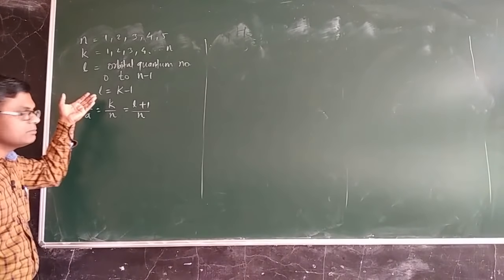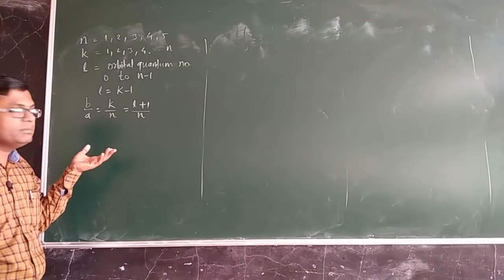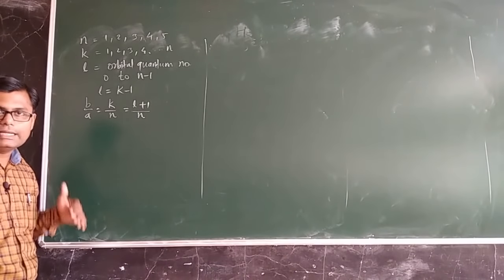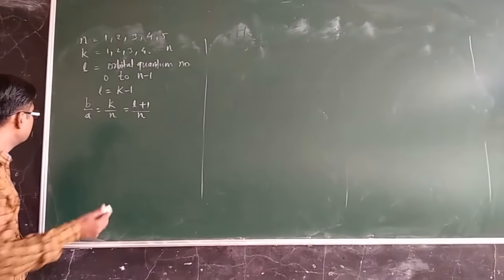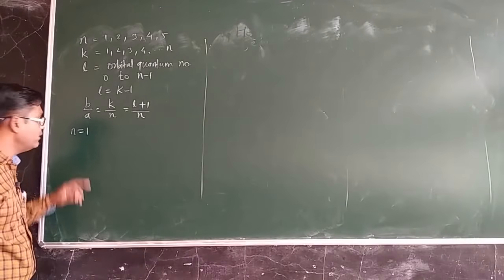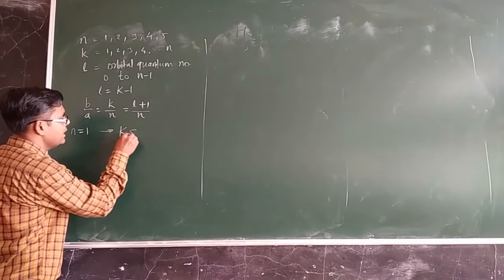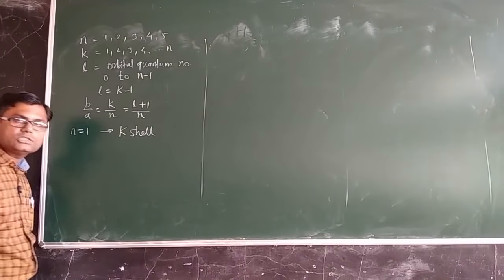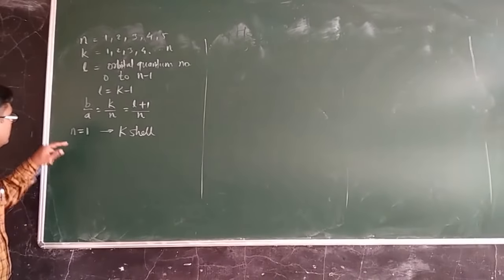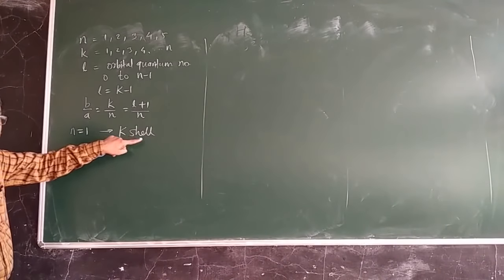Now let us consider some cases, to see how much information we can retrieve about the atom. Let us consider the case where n is equal to 1. Whenever n is equal to 1, this is called the K shell. If n is equal to 1, it is the first orbit, called the K shell.